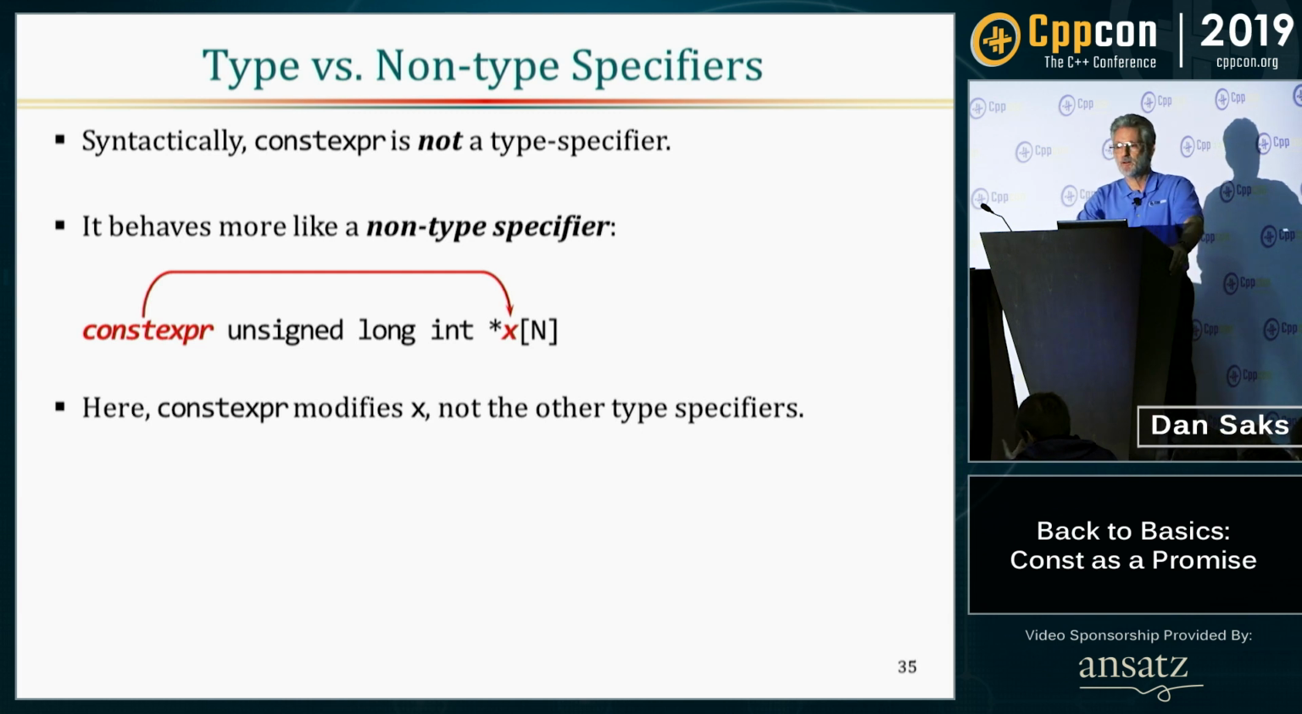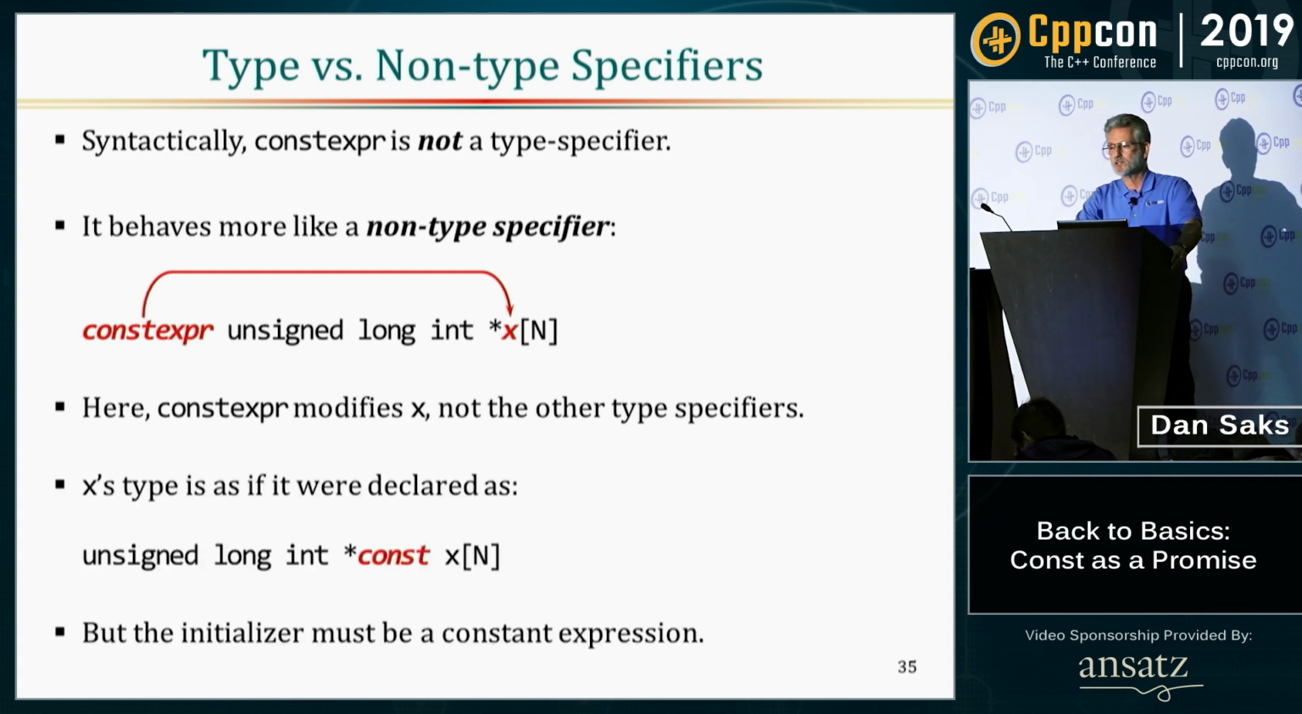So that means that from a type standpoint, not regarding the initialization, but just from the standpoint of the types, that constexpr declaration is equivalent to this. It's making x a constant pointer to an unsigned long int. x is an array of constant pointers to unsigned long int. Okay.